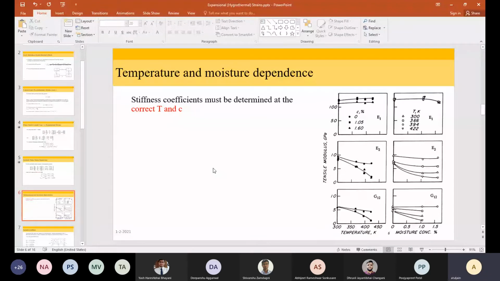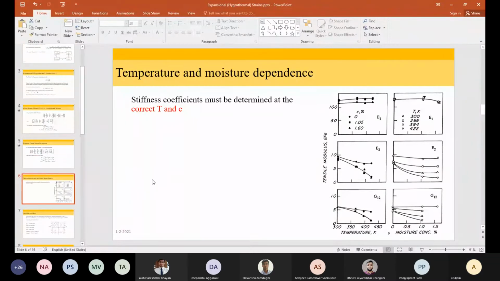Going from room temperature, this is about 7, and at about 150 degrees Celsius or 420 Kelvin, this is only 25% or 33% of what it was at room temperature. E1 is more or less the same. Okay?